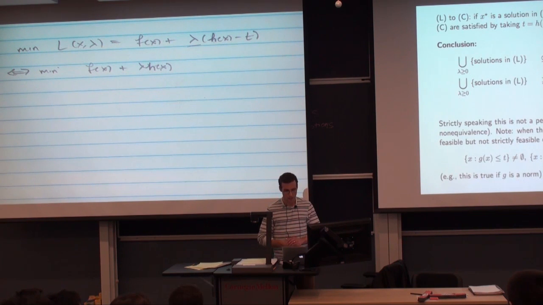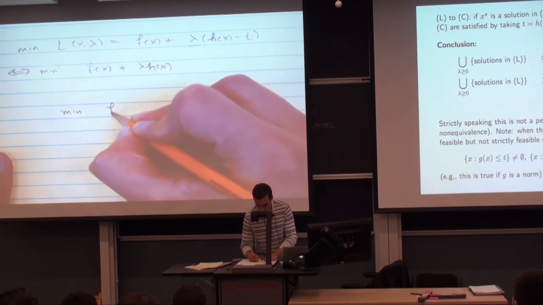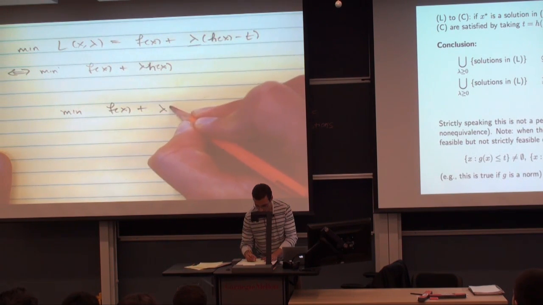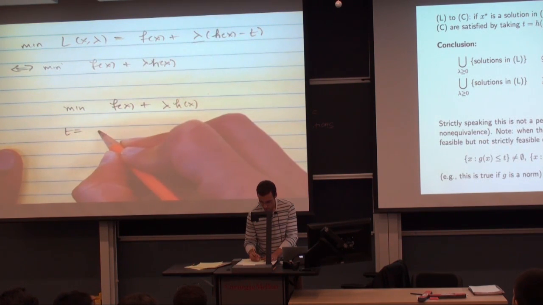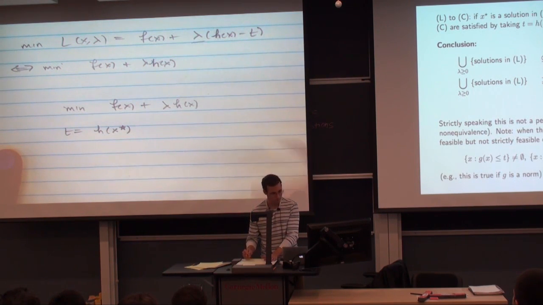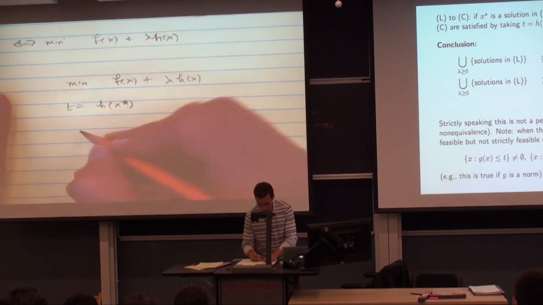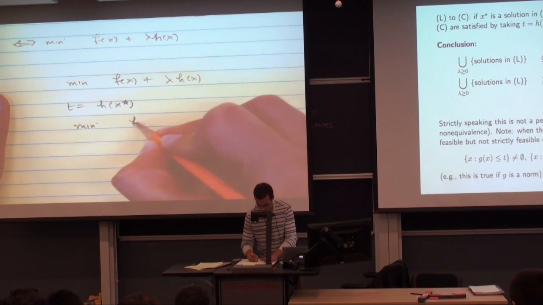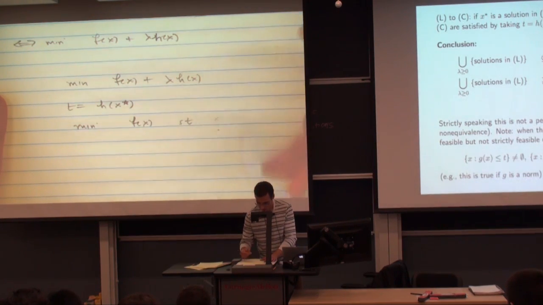Okay, let's think about the other side. If we go from L to C, so I have a solution to this problem, minimize f of x plus lambda times h of x. Let's call it x star. Let's think about taking t equal to h of x star. Okay, then let's now go through the KKT conditions for this problem: minimize f of x subject to h of x less than or equal to t.